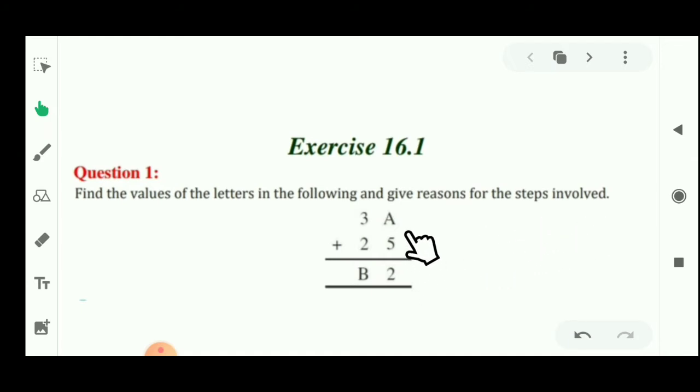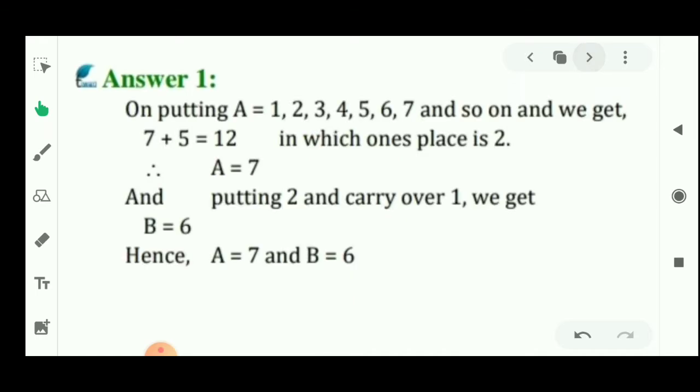You can see here is 3A plus 25 equals B2. That means we have to find out the value of A here and then we have to find out the value of B here. Let's see the solution of this question.